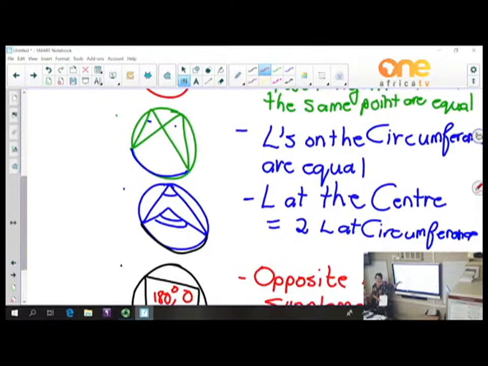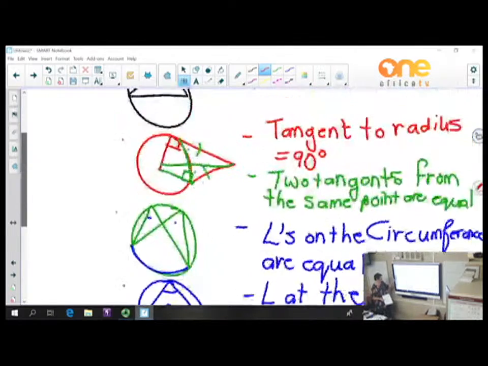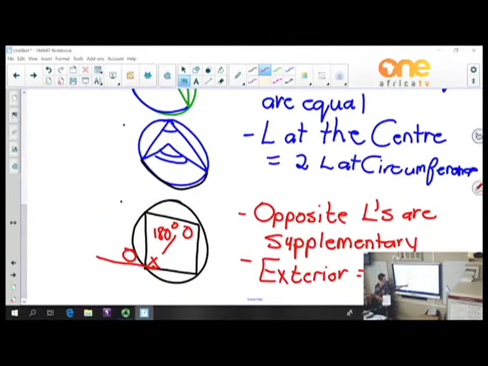Okay, now we've got the next two. This is about angles on the circumference. The angles on the circumference are equal, and the angle at the center is twice the angle at the circumference. That's the next two. And then the last two, cyclic quadrilaterals. So opposite angles are supplementary, and the exterior angle is equal to the opposite one. This is what we're going to use now. So keep that open in your book, and then we continue on our worksheet now, working with circle geometry.